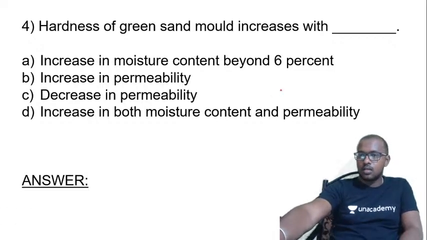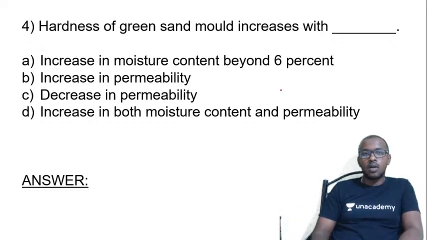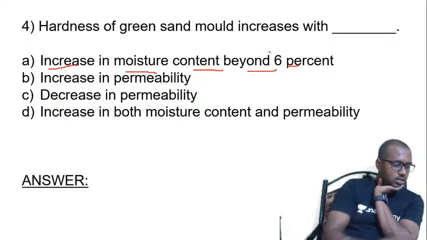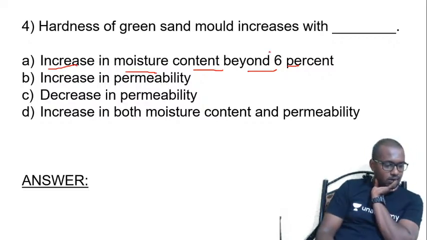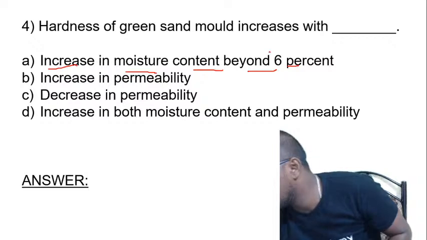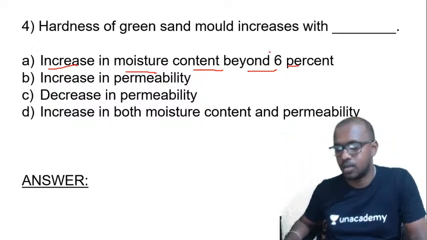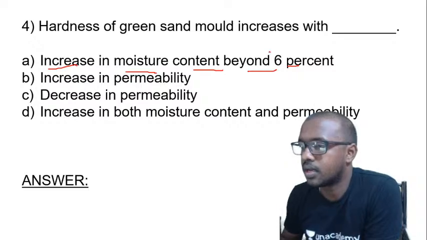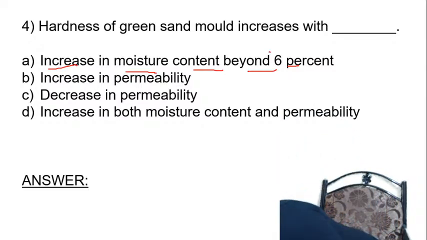Hardness of the green sand mold increases with dash. Increase in moisture content beyond 6%. Or what? Decrease in permeability, increase in permeability, increase in both moisture content and permeability.